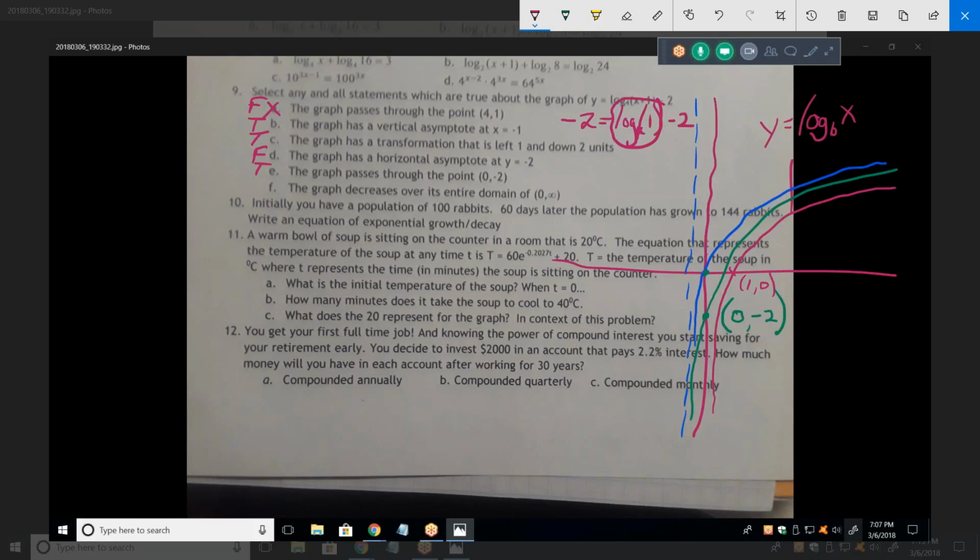Okay. And the graph decreases over its entire domain. Well, first of all, what is its entire domain? They screwed up there. So, the way I've drawn it, what is its domain?